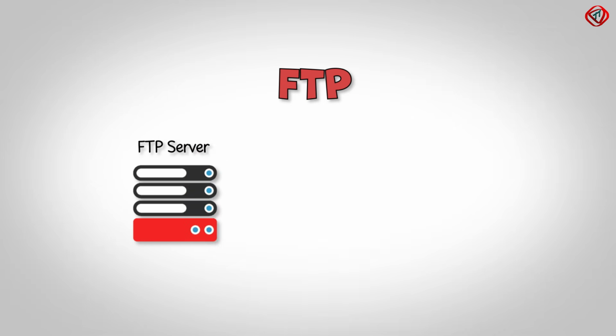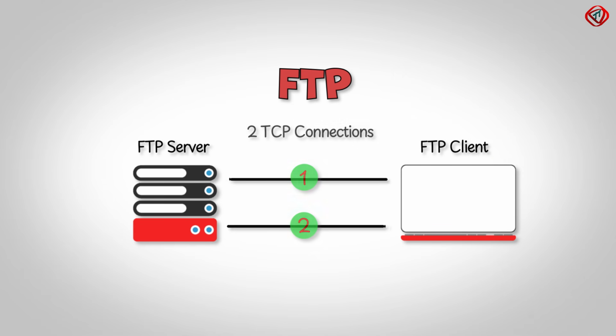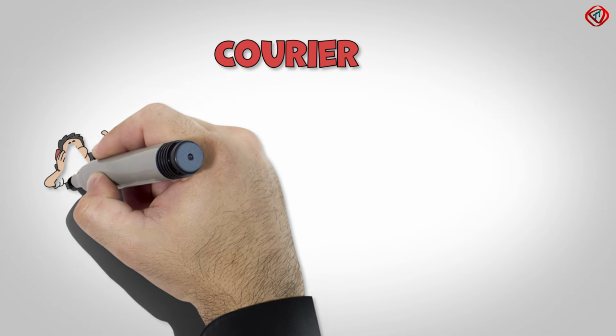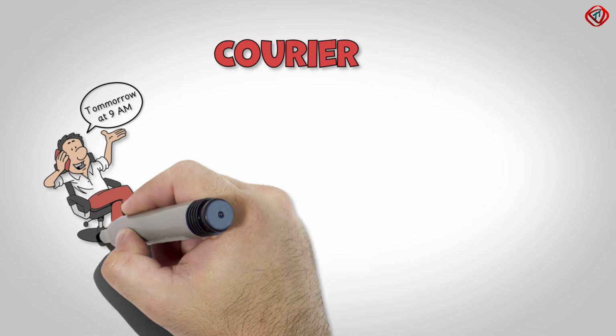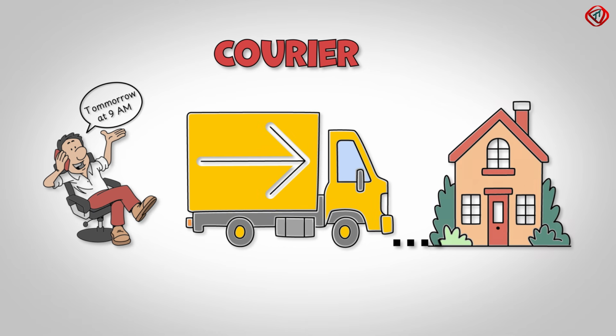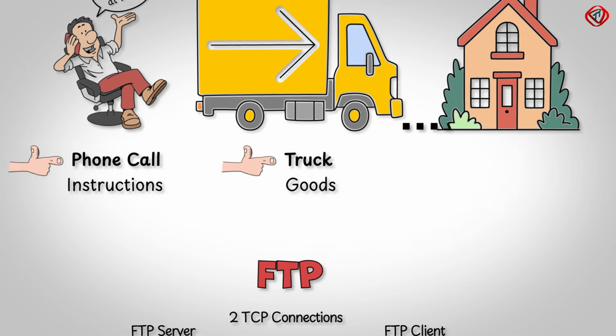One of the most interesting features of FTP is it uses two separate TCP connections. Think of a courier service. You call a courier company and schedule a pickup. The next day, a truck arrives, collects your furniture, and delivers it to your new house. The first channel carries the instructions, and the second carries the actual goods. Exactly the same happens in FTP.